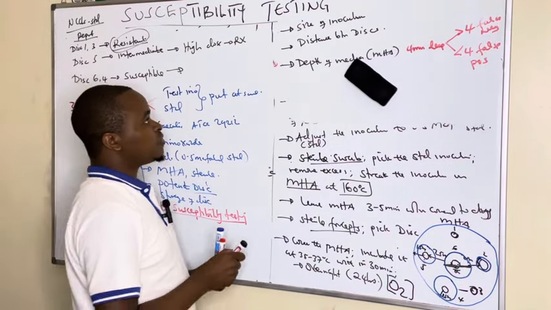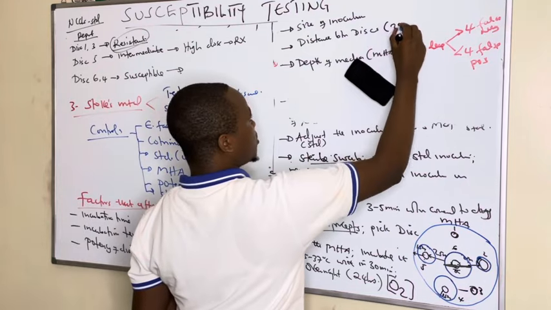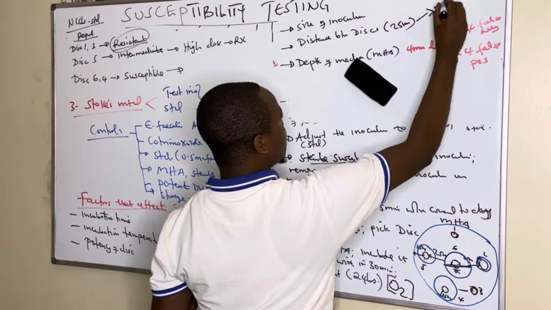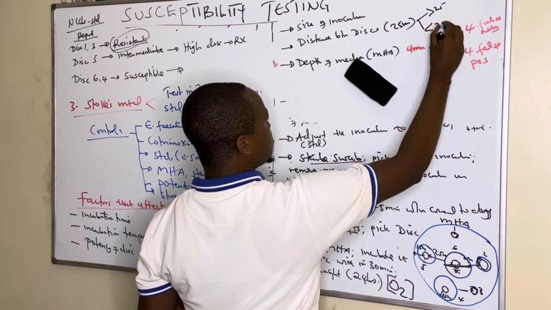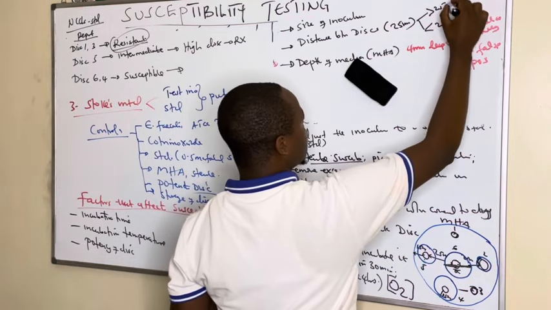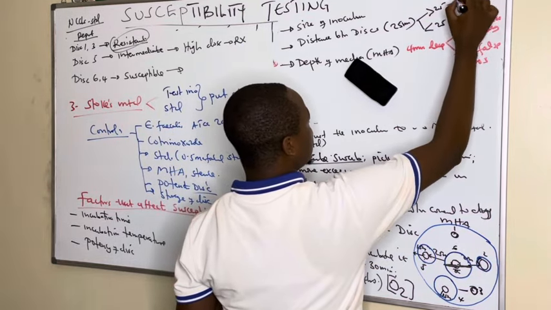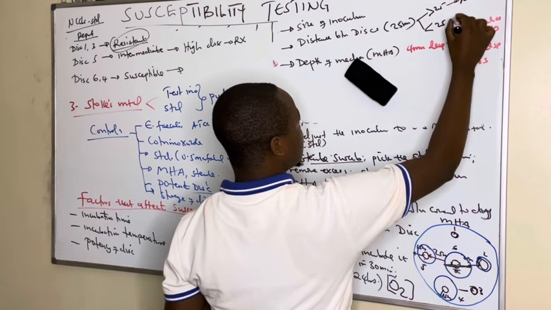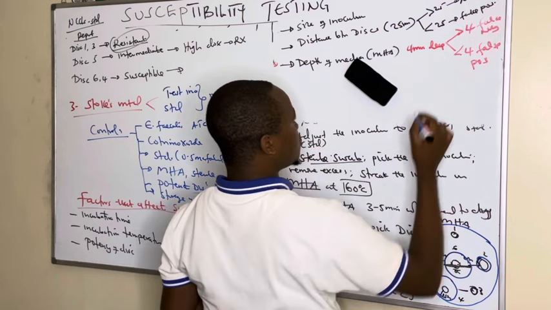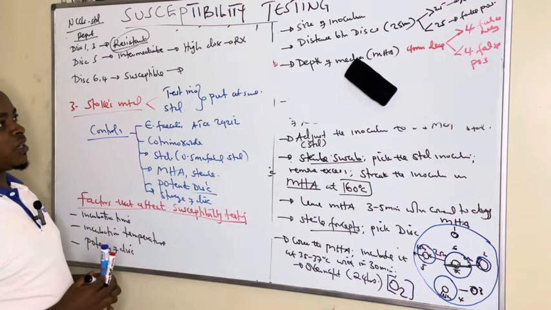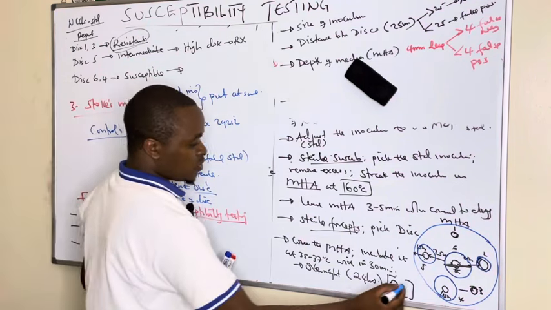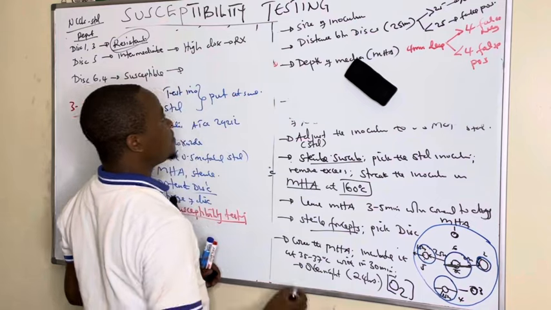The distance between the discs, the ideal should be 25 millimeters. You tell us what happens if it is greater than 25 and if it is less than 25. If it is greater than 25, this is the best, there is no effect. But if it is less, it can give false results due to the drug combination when the zones of clearance come together. So this is what we call the zone of clearance.